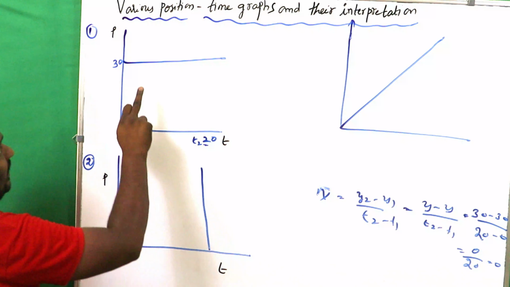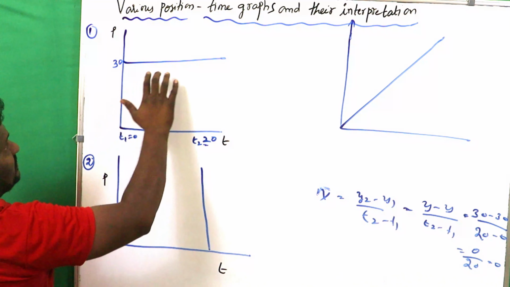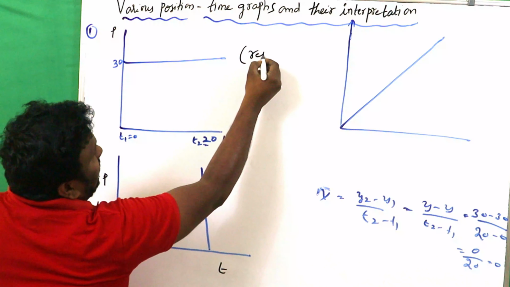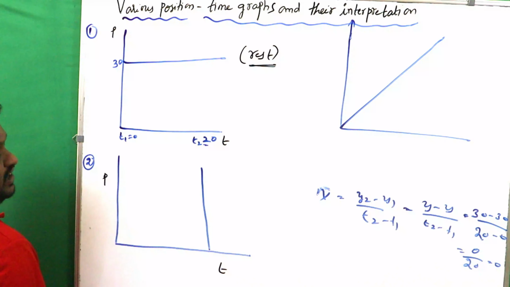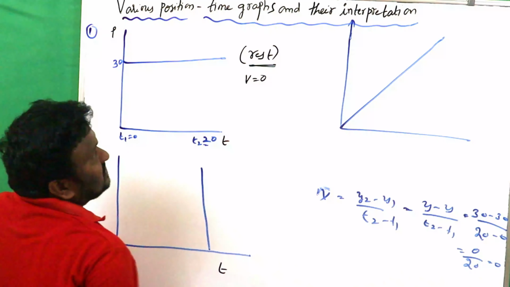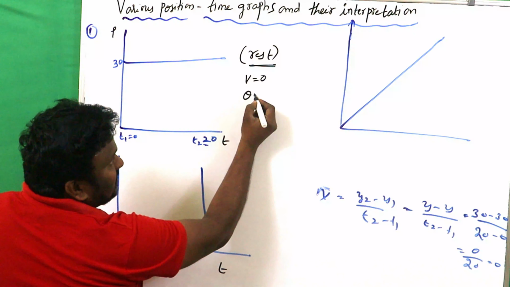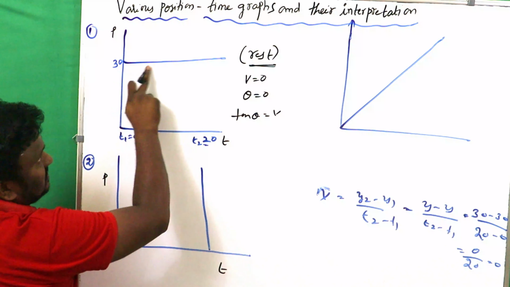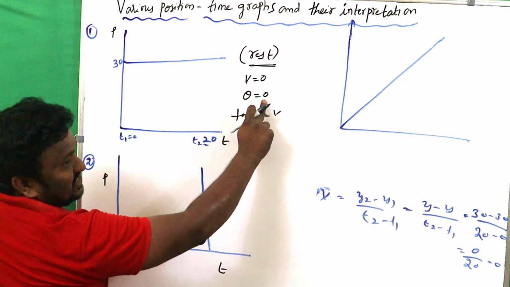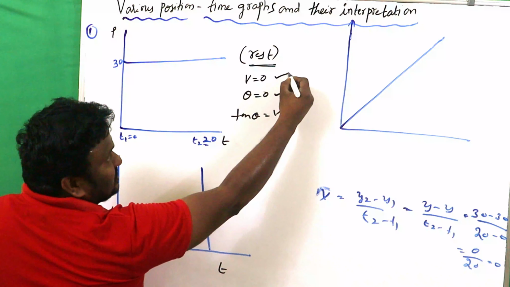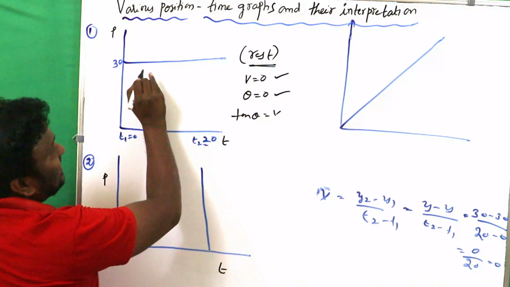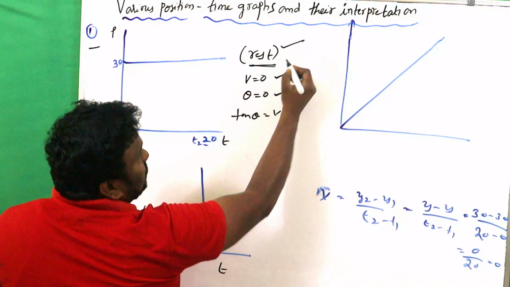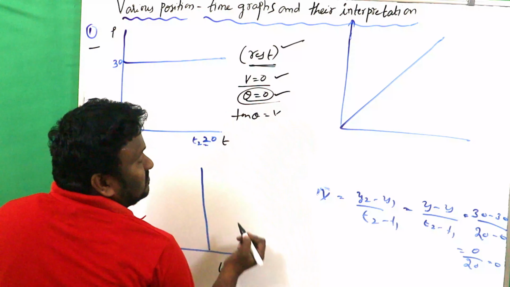That's why, in the given graph, if the line is parallel to the x-axis, then the body or the particle should be at rest and velocity is equal to 0. Why? Because the slope is also 0. Already we discussed tan theta is equal to v. Here it is parallel to the x-axis, that's why the angle is 0. When the angle is 0, velocity is also 0. That means the particle is at rest. So this is the interpretation regarding the first one. Here the particle is at rest, velocity is 0 and slope is also 0.